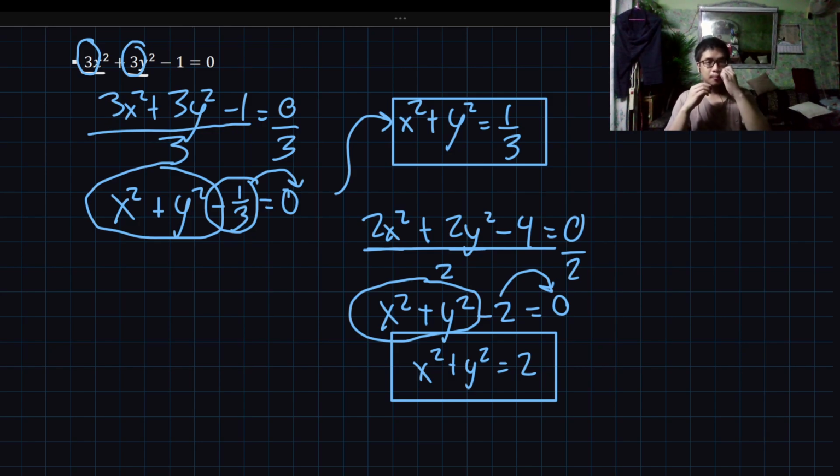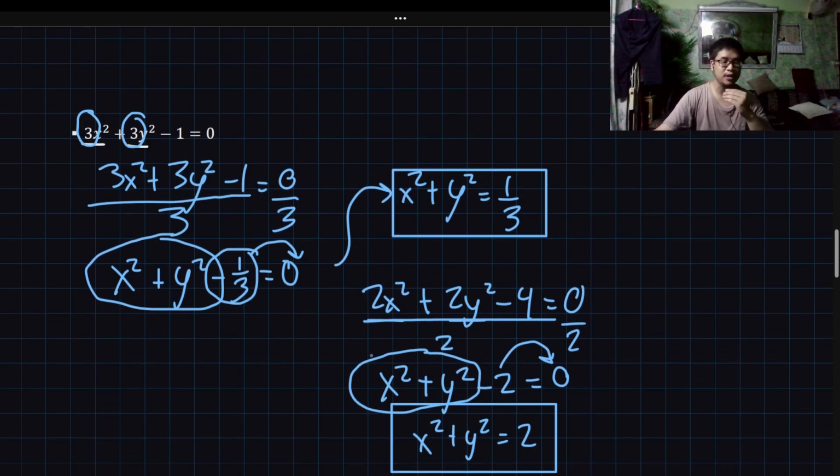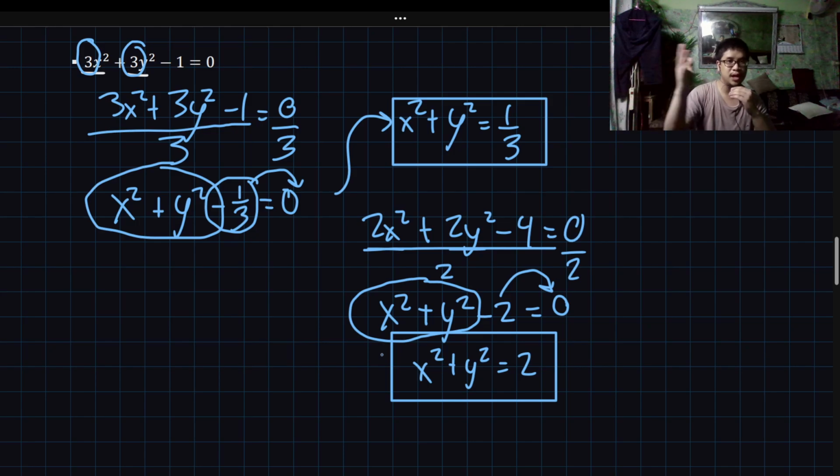So in here, at least you get the idea of what you're going to do. If you see x squared, y squared, and a given constant number, that is what you're going to do here. These things I showed to you are the steps on converting a general form to standard form, where you have x squared, y squared, and a constant term.